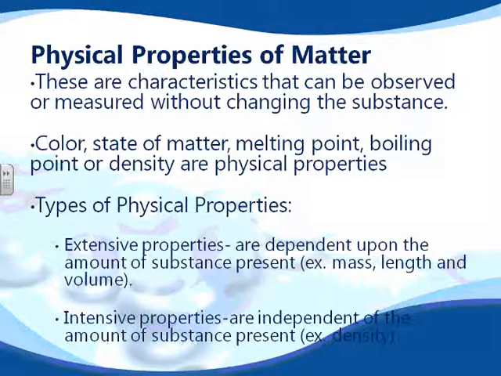Now, types of physical properties. There are two types. We have extensive properties and intensive properties. Extensive properties are dependent upon the amount of substance you have. So, example, mass, length, volume. If I have 5 grams of a substance and then I take some of it away, then I have only 3 grams after that. So that means the amount of substance determines what the mass is, and that's what extensive means. Intensive properties are independent of the amount of substance. It doesn't matter how much substance you have, it's always going to be the same.